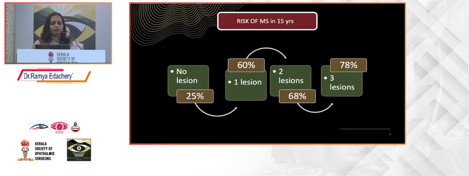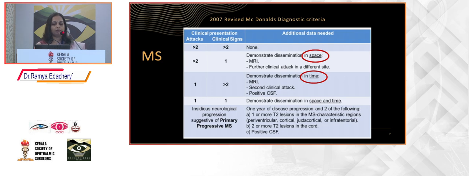So why is it important? Because if there is no lesion in the MRI, there is only a 25% risk of MS in the next 15 years. Whereas if you have one lesion, it is 60%, with 2 lesions 68%, and with 3 lesions 78%. It keeps on increasing. So there are the McDonald's criteria.